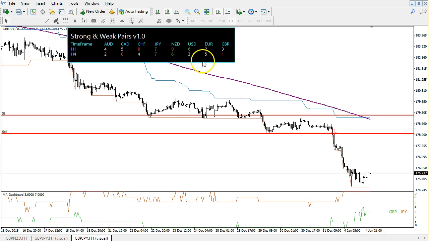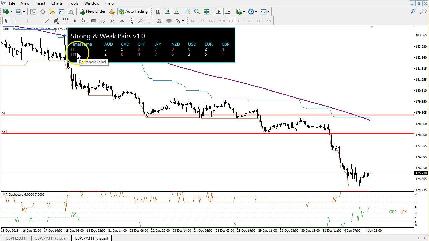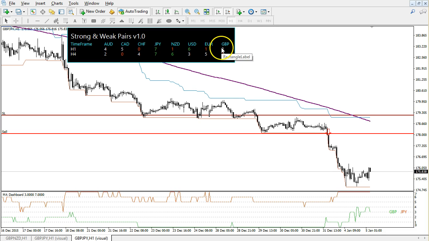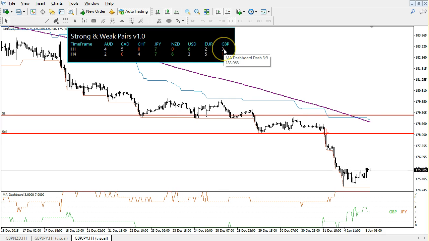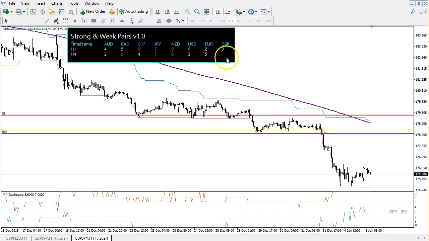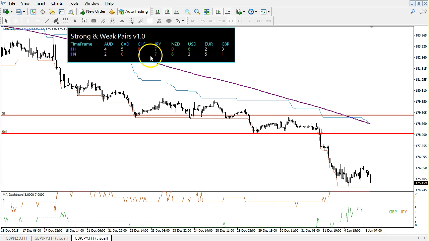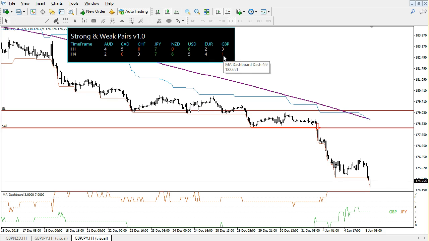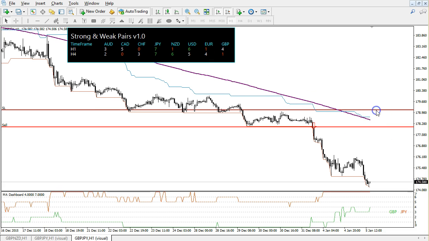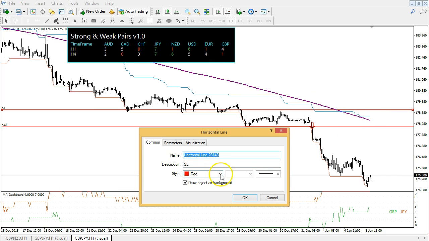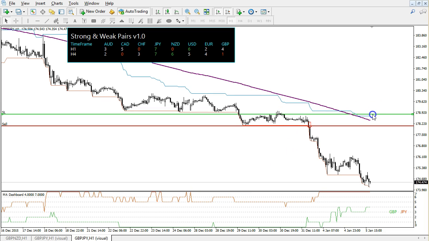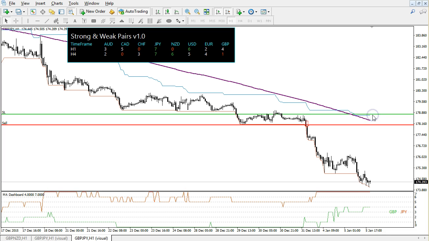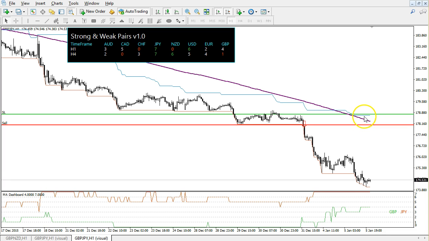GBY is still strong in both time frames, 1 hour and 4 hours. GBP is moving to the strong position in the 1 hour. However, I'm using only the 4 hours for the trade. I will just put it in a different color, green, so we can see here the stop loss moving above the higher channel.